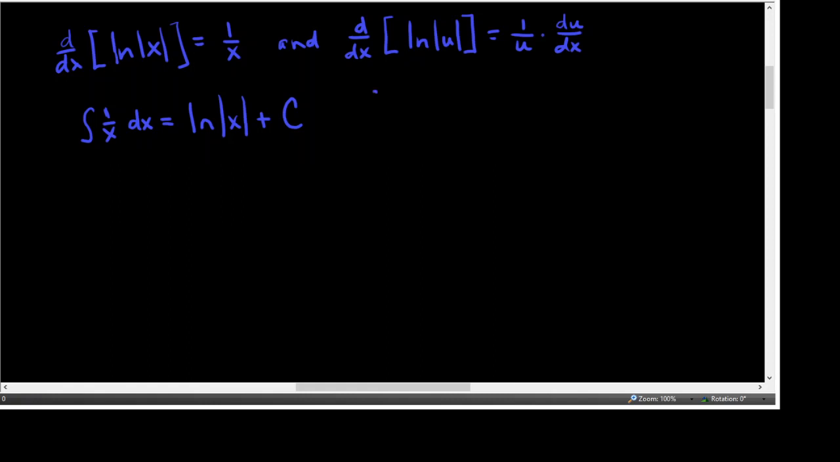And by the same token, if we have 1 over u, where u is some function of x, multiplied by du, its derivative, then the antiderivative of that, by the same token, will be the natural logarithm of the absolute value of that thing, u, plus c, of course.